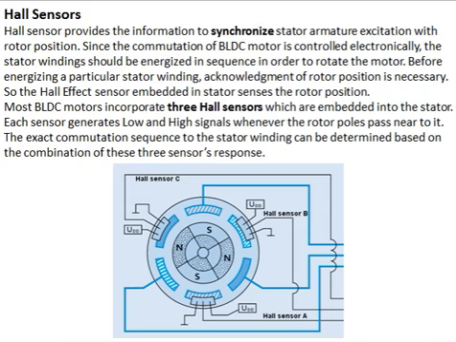Most BLDC motors incorporate 3 Hall sensors which are embedded into the stator. Each sensor generates low and high signals whenever the rotor poles pass near to it. The exact commutation sequence to the stator winding can be determined based on the combination of these 3 sensors' response.